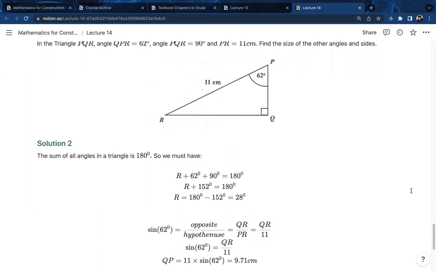Let's talk about the ratios. We know this angle is 62. So what's sine of 62? What is the side opposite to 62 degrees? That's RQ.